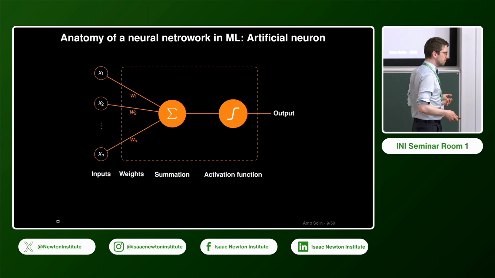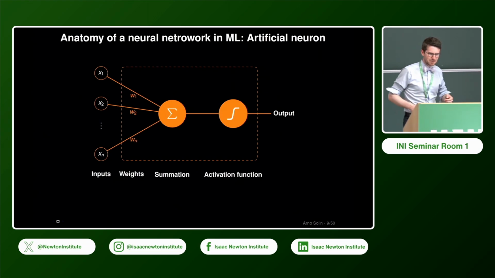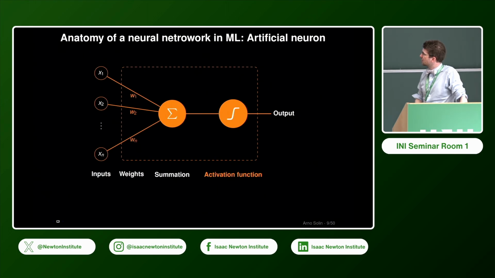And I was asked to put in some basic things about neural networks as well. So in simple terms, a neural network is a parametric model consisting of artificial neurons, where you have some inputs, you have some parameters or weights, you sum them up, and then to make sure that it's not a linear model, you need to have some nonlinearity there, and that's basically the activation function, which is some nonlinear function.